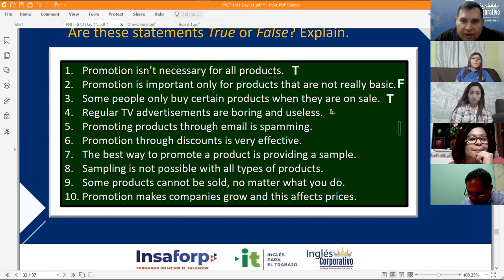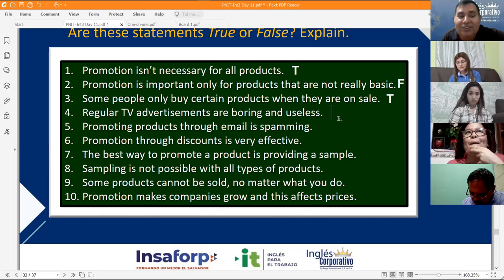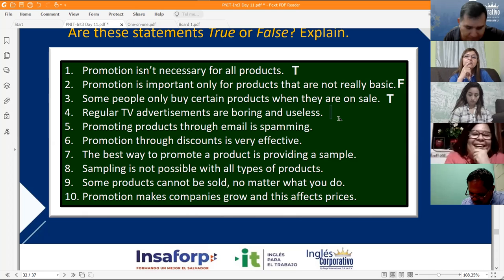Yeah, that's true. Regular TV advertisements are boring and useless. True. Boring to us. Useless to us. But to the companies? No, I see many advertisements on TV that are interesting. Yes, they are very attractive, and I say, oh my God, that's good. So this is false, right? This is false.